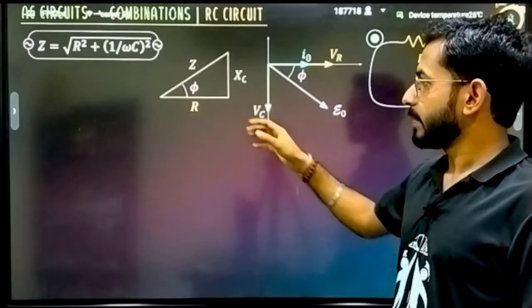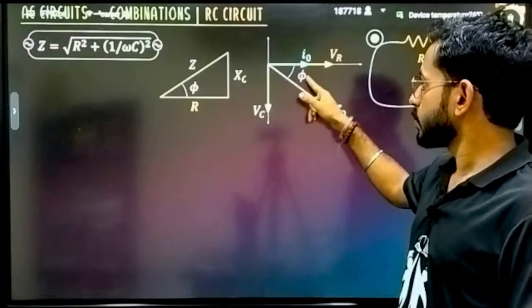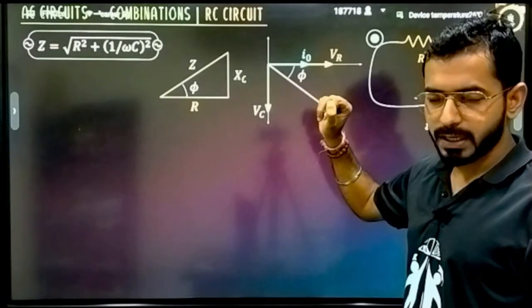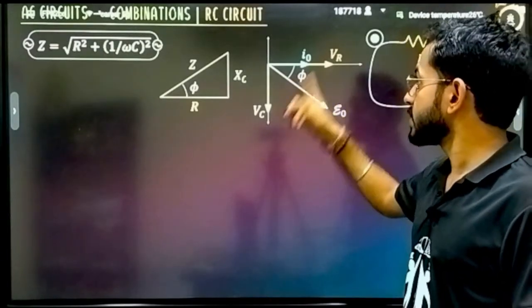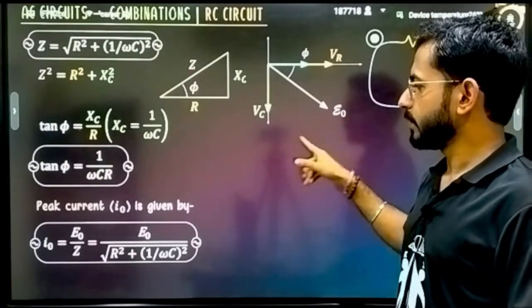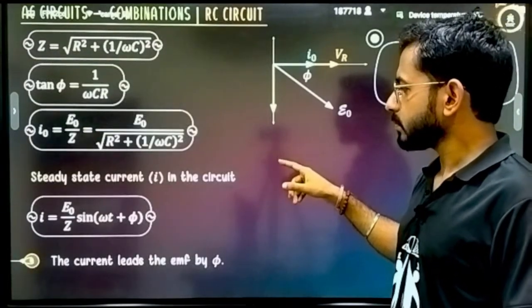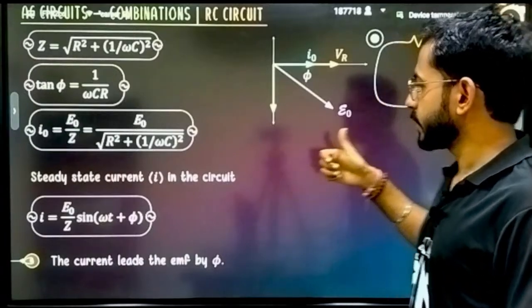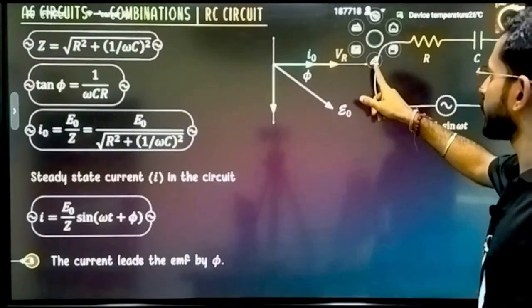By what angle will the current be leading? Here this angle is defined as phi, and you simply calculate VC divided by VR. We already know these basic things. So if you have to write the equation of current, how will you write it? This is also one good thing.